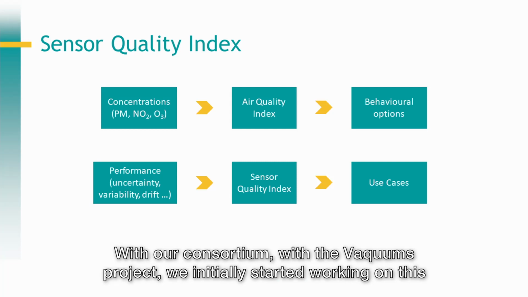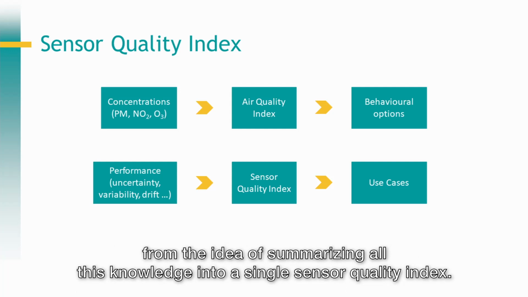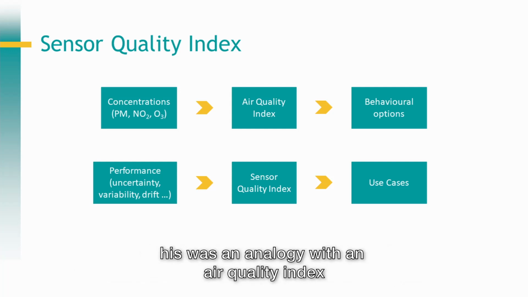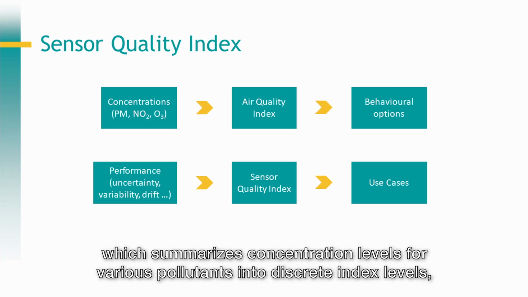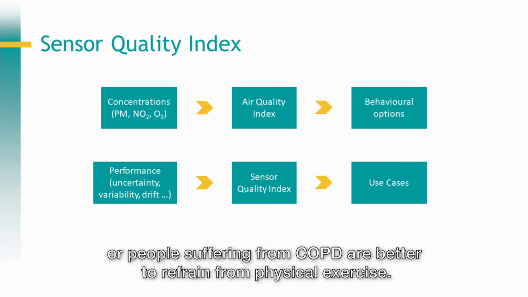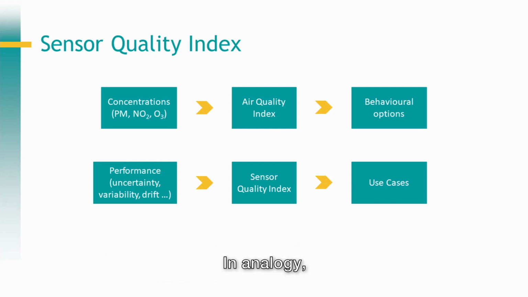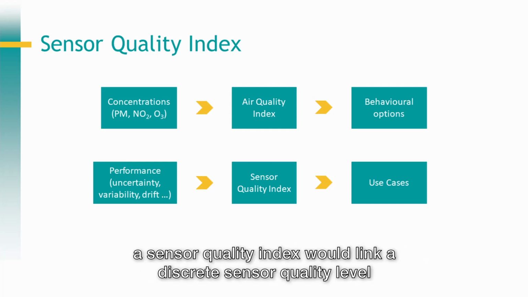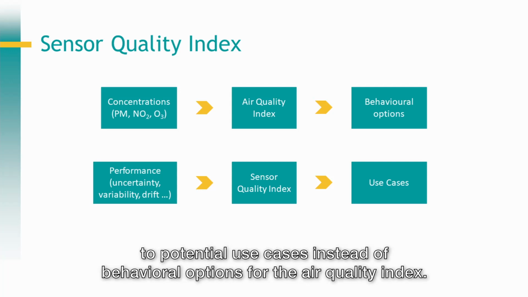With our consortium, with the VAQUUMS project, we initially started working on this from the idea of summarizing all this knowledge into a single sensor quality index. This was an analogy with an air quality index, which summarizes concentration levels for various pollutants into discrete index levels, and then links each index level to behavioral options, like it is safe to go outside, or people suffering from COPD are better to refrain from physical exercise. In analogy, a sensor quality index would link a discrete sensor quality level to potential use cases instead of behavioral options for the air quality index.